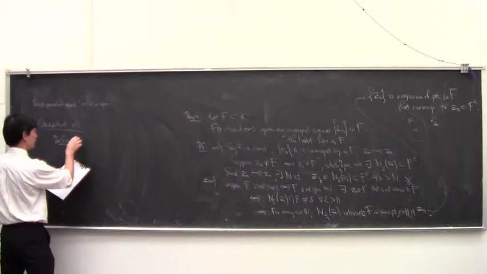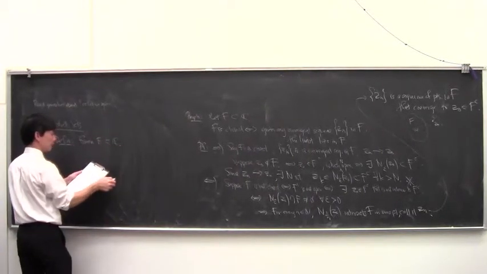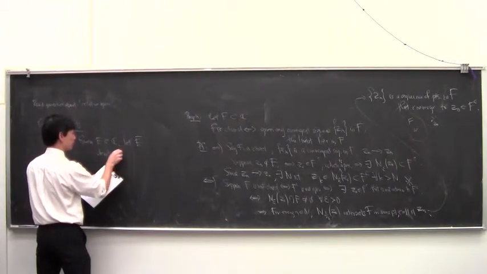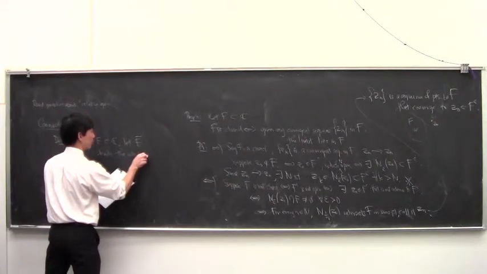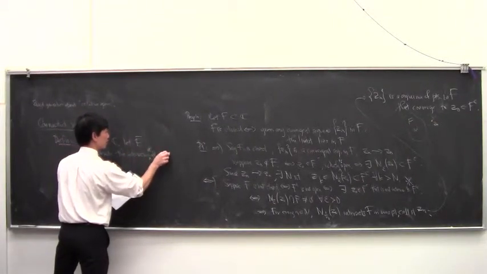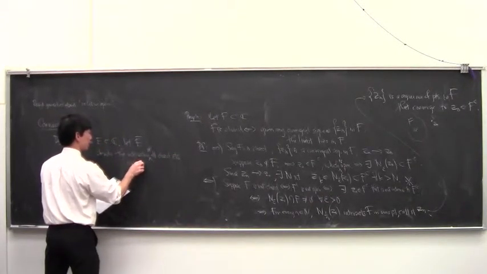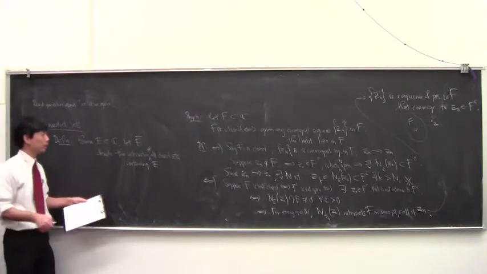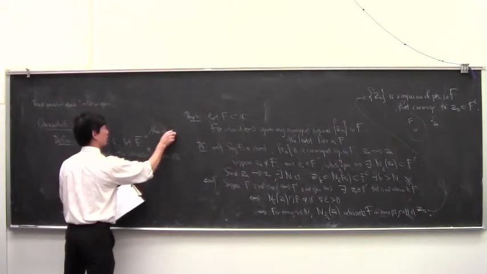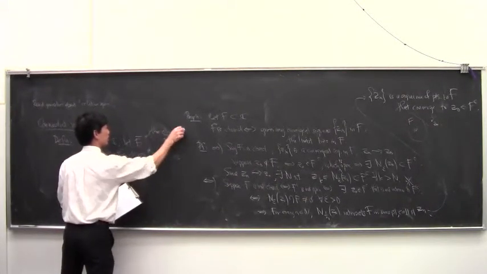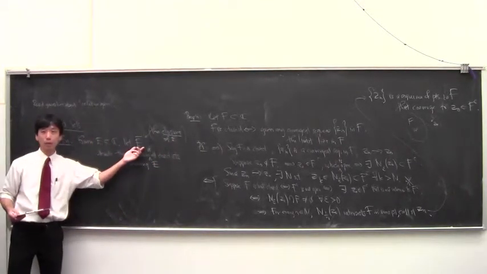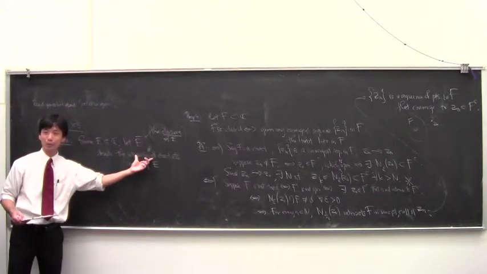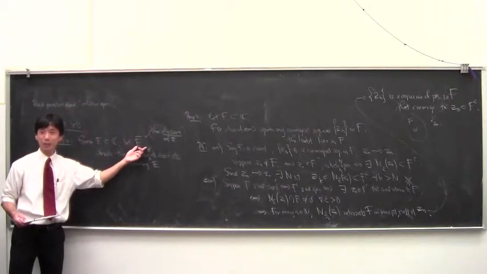So definition. Given a set E in C, we let E bar denote the intersection of all closed sets containing E. So you look at all closed sets containing that thing, you intersect them all, it's called the closure of E. You get this closed set, it's the smallest closed set containing your set. Clearly, being the intersection of all closed sets containing your set, it is the smallest closed set. And it's called the closure.